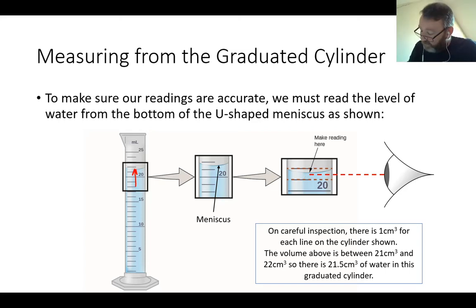So let's take a look here. What have we got? We've got 20 and 21. All right, so this is 21 here. Now, take a look. The bottom of the U shape is between 20 and 21, and it kind of looks as if it's about halfway. So I would be quite happy to say that the volume of liquid in there is 20.5.